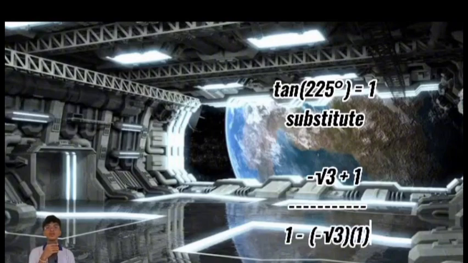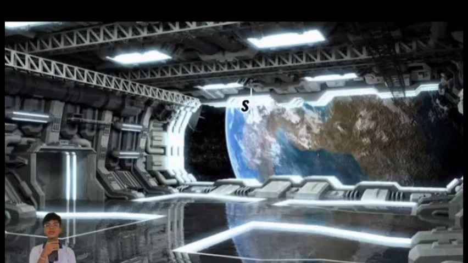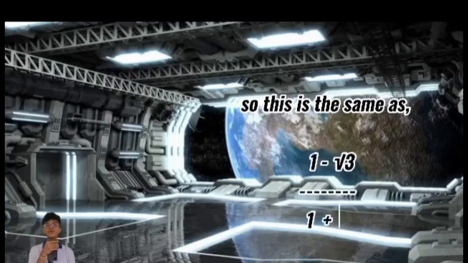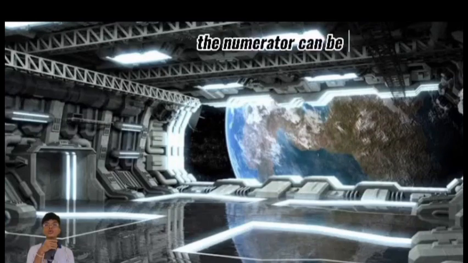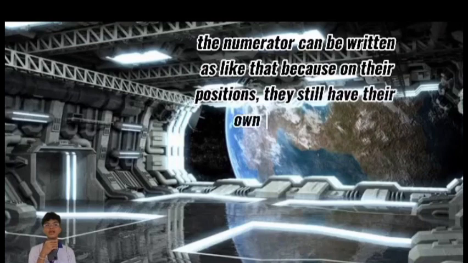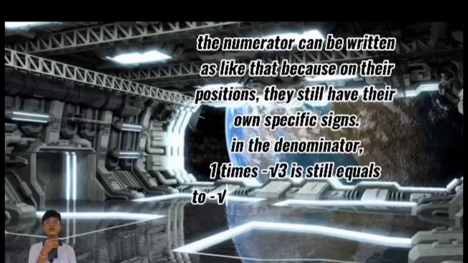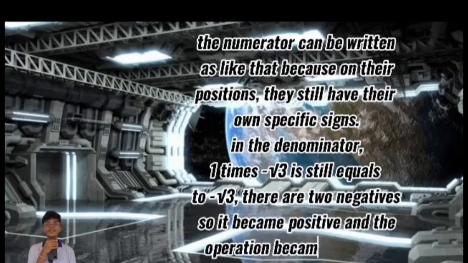Substitute: negative square root of 3 plus 1 over 1 minus negative square root of 3 times 1. So this is the same as 1 minus square root of 3 over 1 plus square root of 3. The numerator can be written like that because they still have their own specific signs. In the denominator, 1 times negative square root of 3 is still negative square root of 3. There are two negatives, so it became positive and the operation became addition.